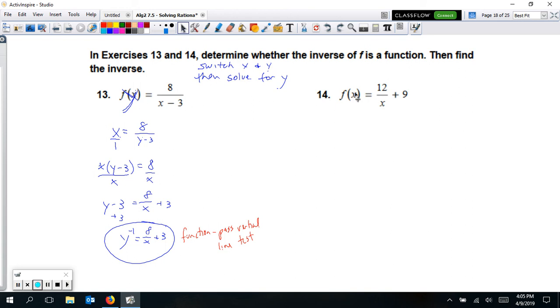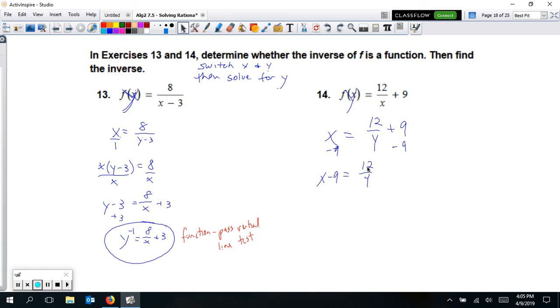All right, for number 14, remember the f of x is our y, so we make that our y. Switch now and then solve. So switch x and y, so it's going to be x equals 12 over y plus 9. And now we solve for y. The first thing we got to do is move our 9 to the other side. So subtract 9 from both sides. So now we get x minus 9 is equal to the 12 over y.